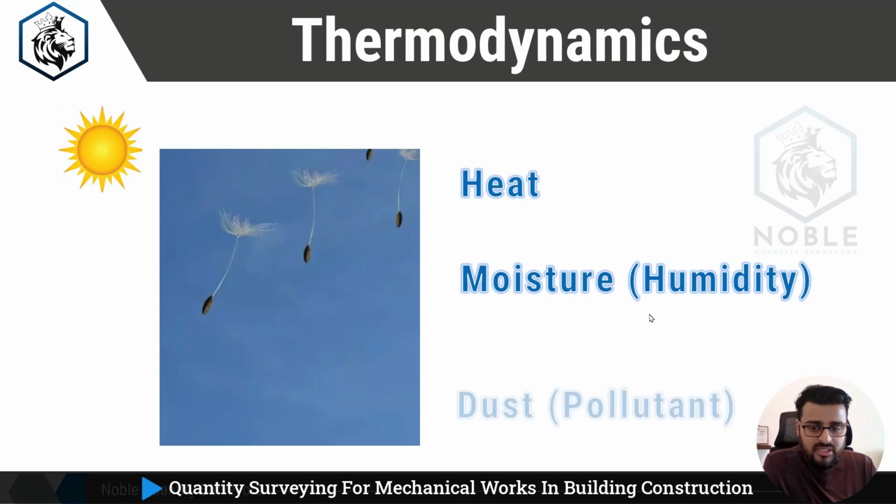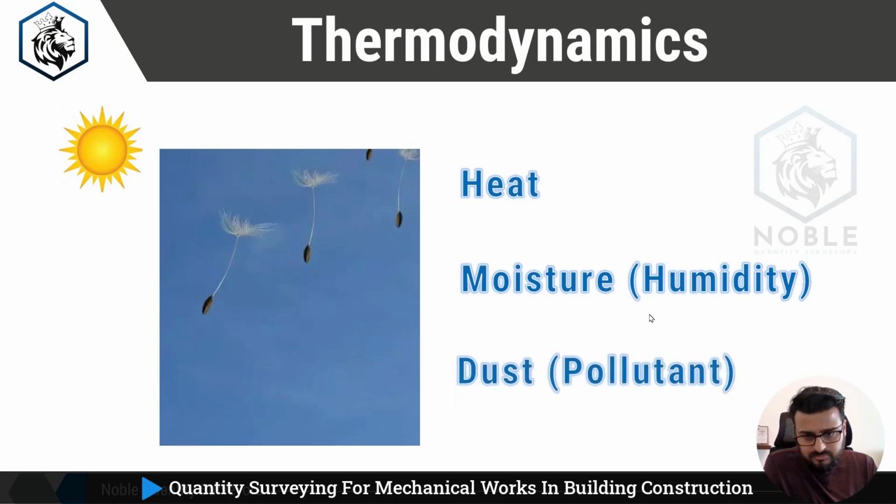The next one is the dust or pollutant, which has to be eliminated through our filters. So these are the three elements which are associated with the air, and which have to be removed through our air conditioning systems.